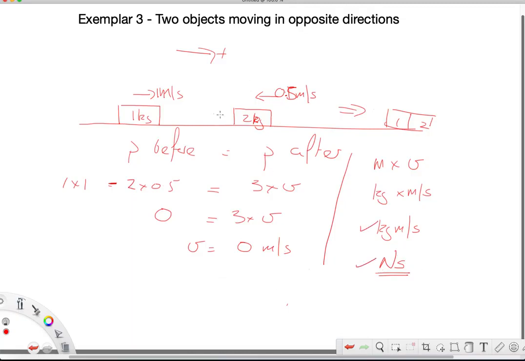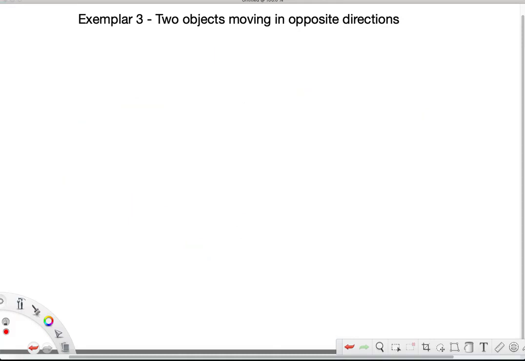So you see how the vector nature, the fact that momentum is a vector and has direction, is really important in our calculations, because with the same numbers as we had in exemplar 2, the answer is very different, because in this example the 0.5 meters per second is to the left, not to the right. So that's exemplar 3.